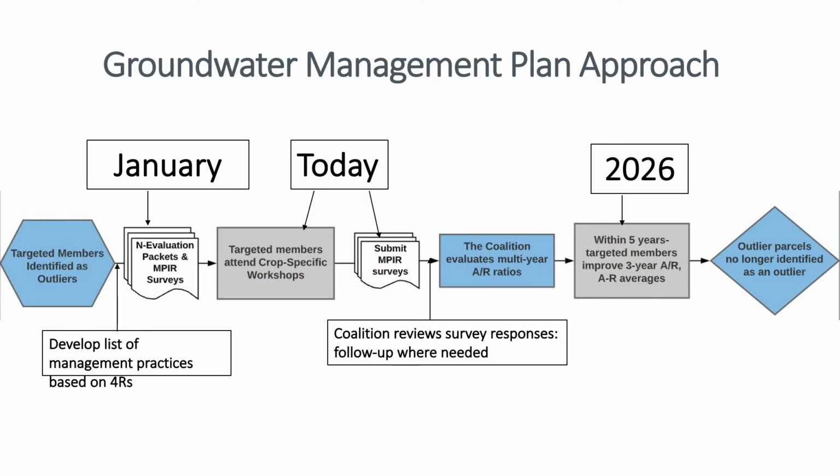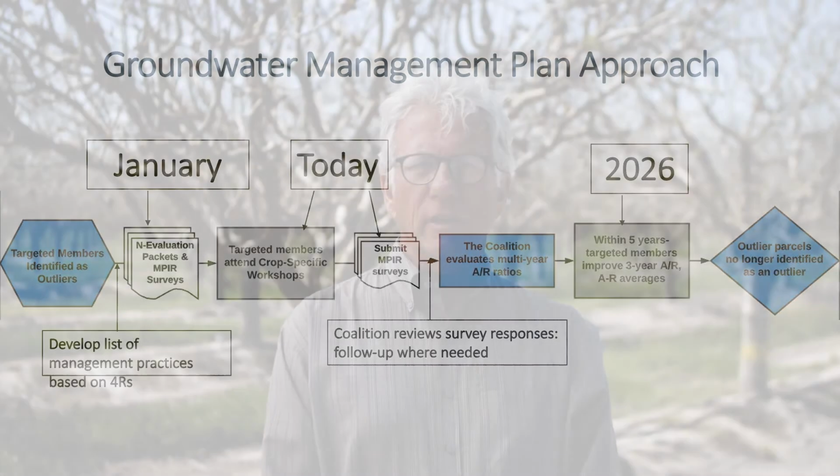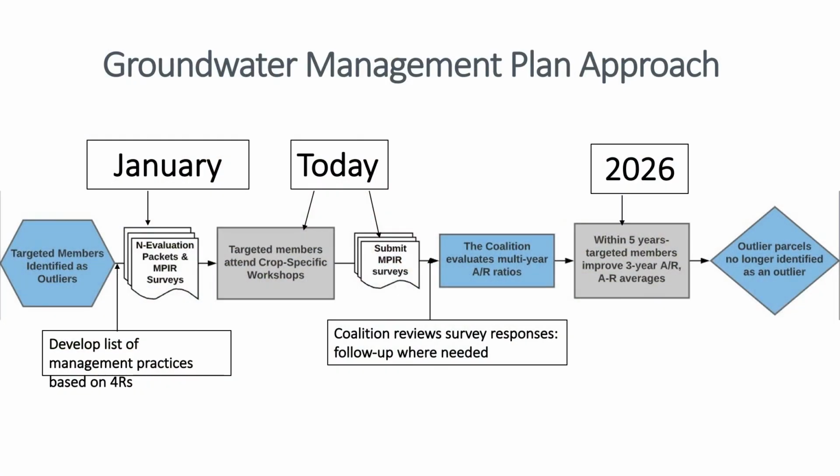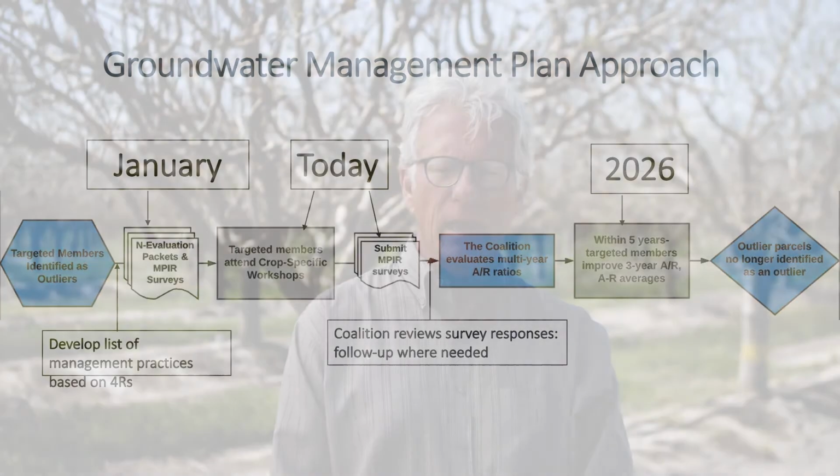So here's the timeline that we're following. We're having these meetings now. We will be tracking your information over time. So after this meeting and you've watched this video, you will have a management practice implementation report to fill out. And this is just a several-page survey on management practices that you are using or may consider using in the future. And then we will come back in 5 years and reassess your progress over that period of time to see if the fields are still ranking in an outlier designation.